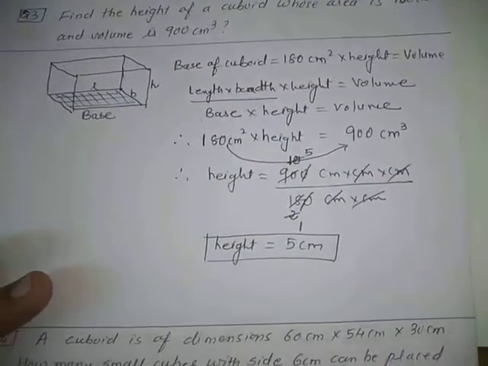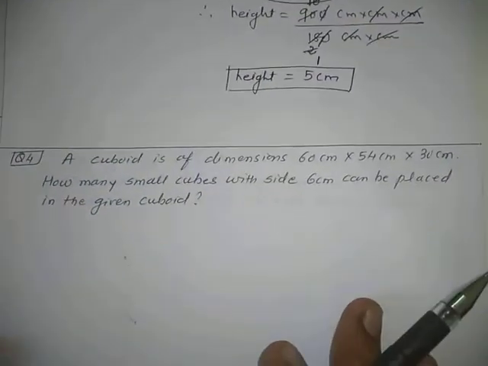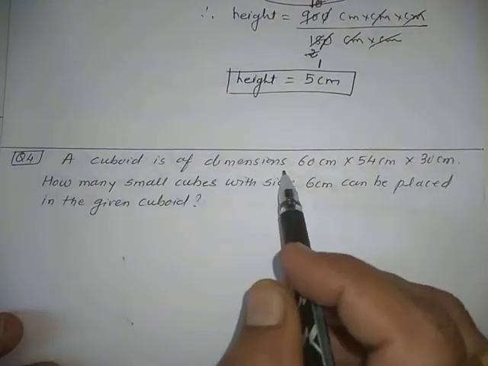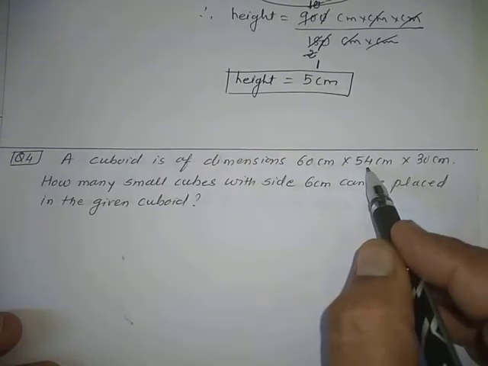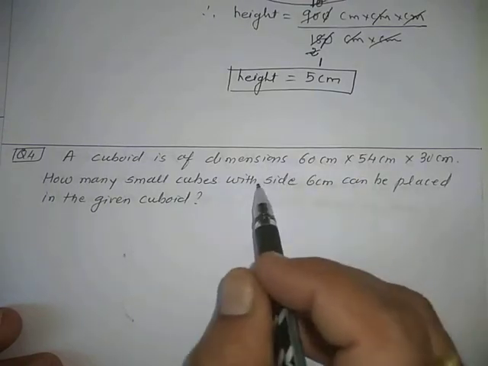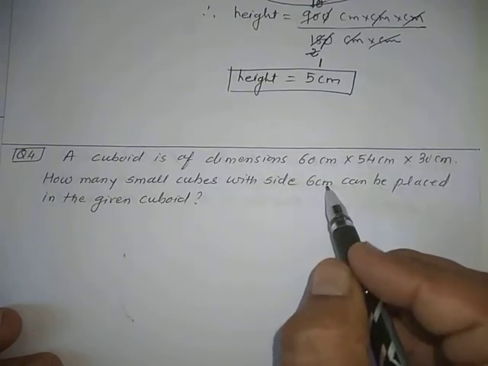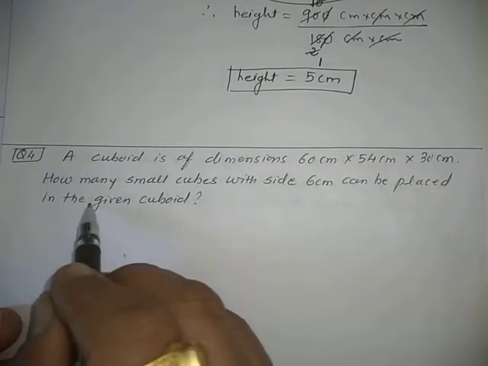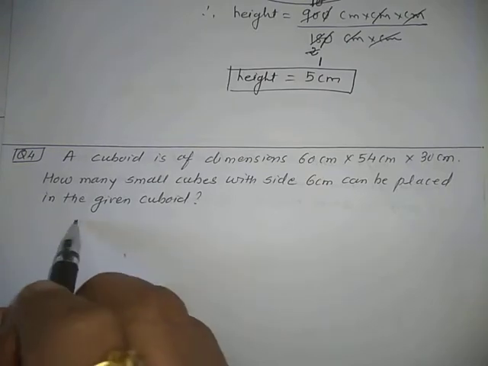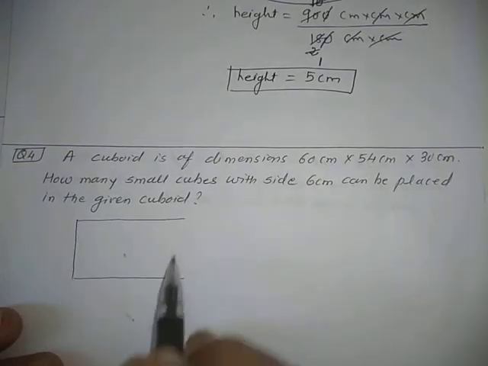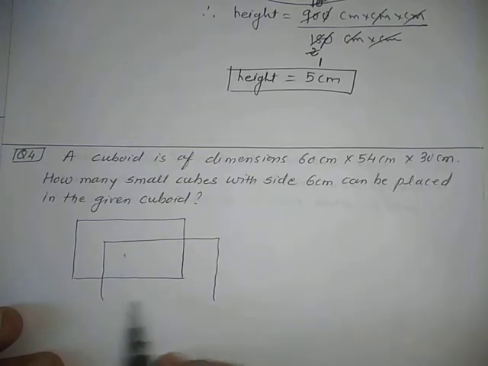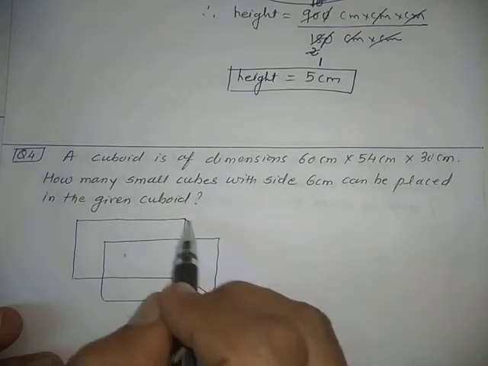Now we proceed to the fourth question also. Are you ready? A cuboid is of dimensions 60 centimeter, 54 centimeter and 30 centimeter. How many small cubes of side 6 centimeter can be placed in the given cuboid? I think you need to understand. Suppose this is a cuboid type of box, and in this box we want to fill small cube boxes also.